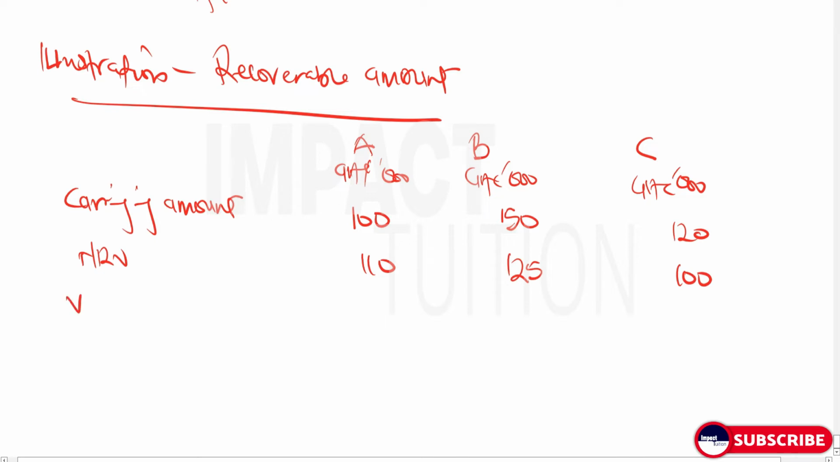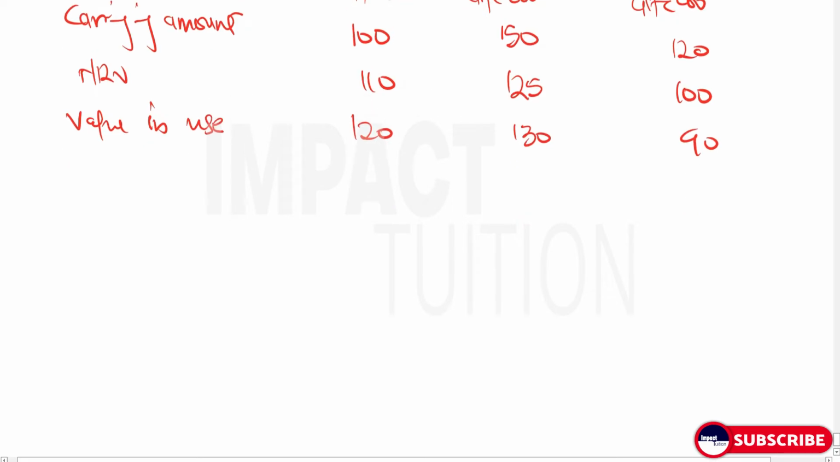The value in use of asset A is 120, asset B 130, and asset C 90. So we are to determine the recoverable amount and then calculate the impairment loss of each of the three. Let's start with the recoverable amount.